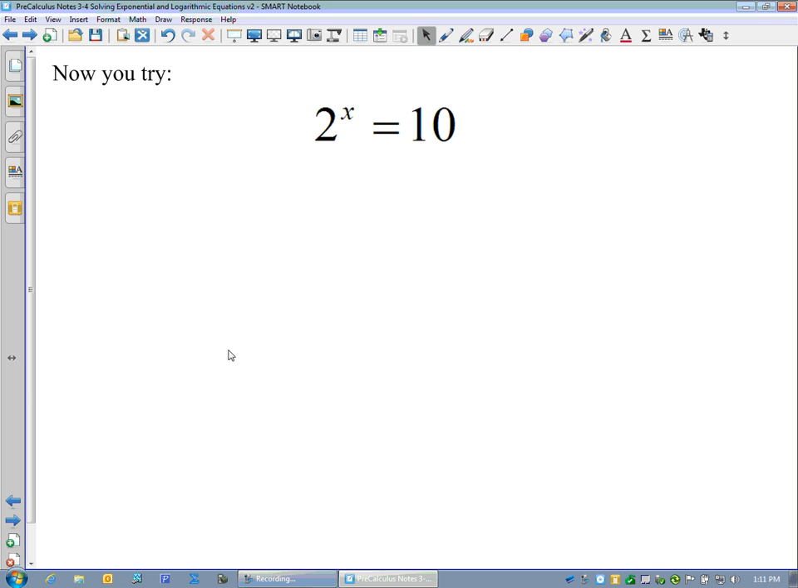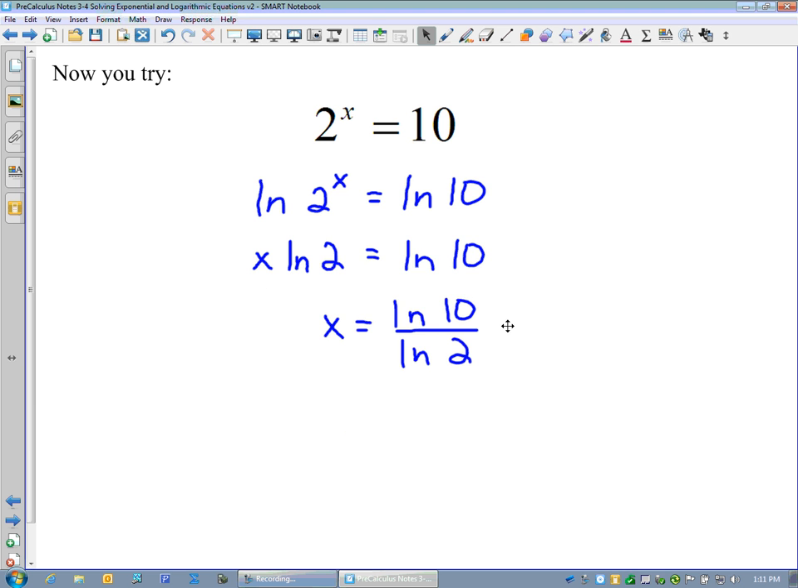Okay, hopefully you have an answer by now. We want to get at that x up in the exponent, so we're going to take a log of both sides. I chose natural log. And this allows us to take the x and move it out to the front using the power property. So x natural log 2 equals natural log of 10. Divide both sides by natural log of 2. That would be your exact answer. And then if you put that in the calculator and round it, you're going to get approximately 3.322. So hopefully you got that one.